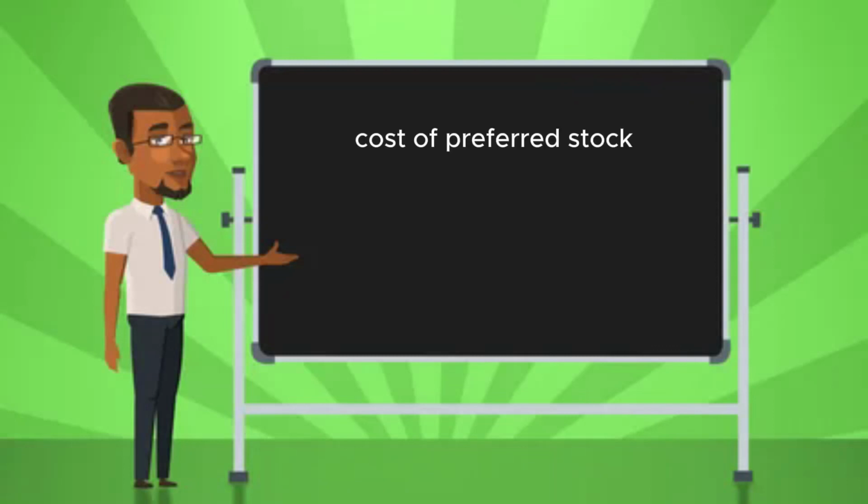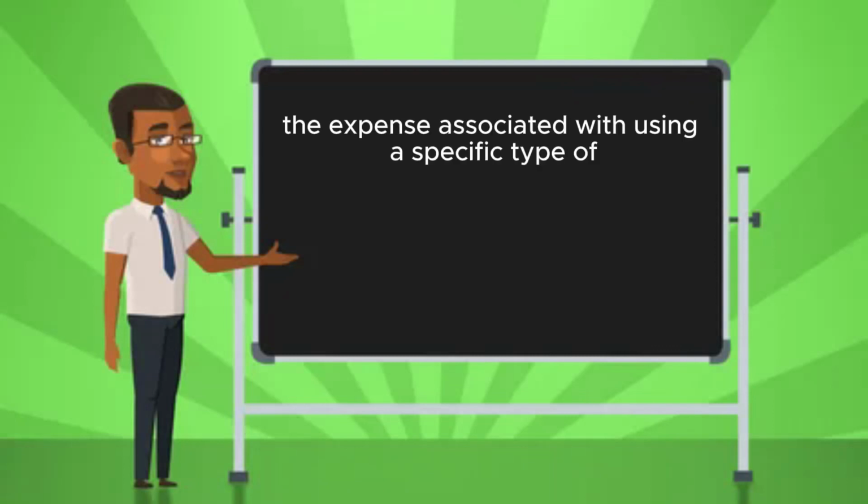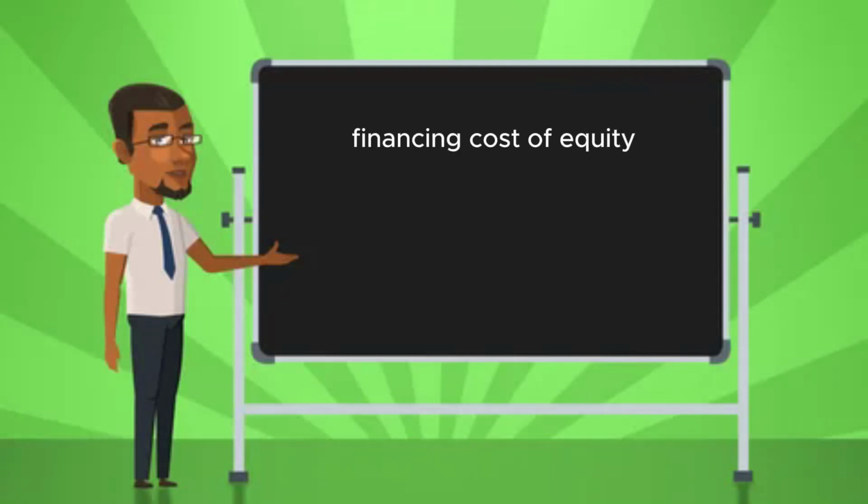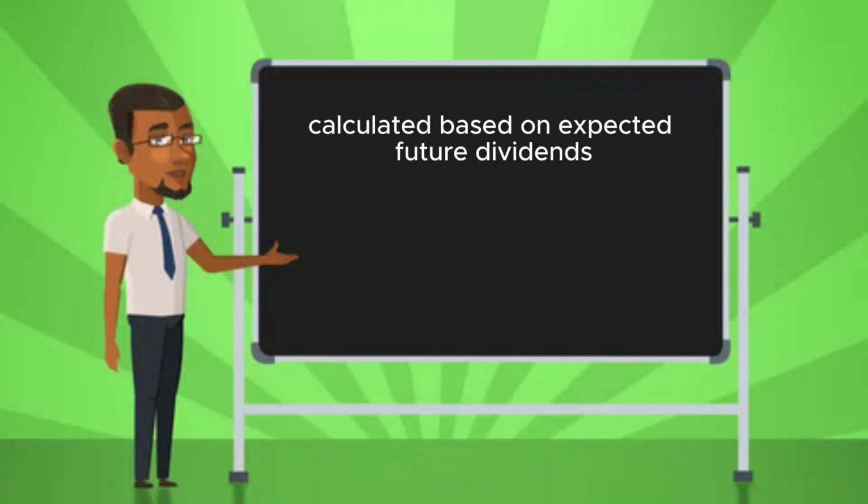Cost of preferred stock. The expense associated with using a specific type of financing. Cost of equity. Dividend discount model approach. The cost of using equity, calculated based on expected future dividends.